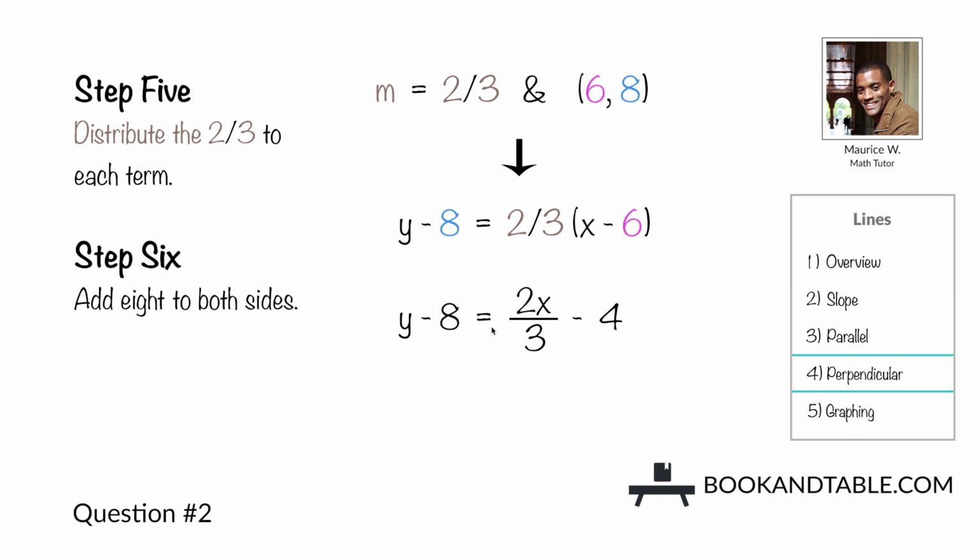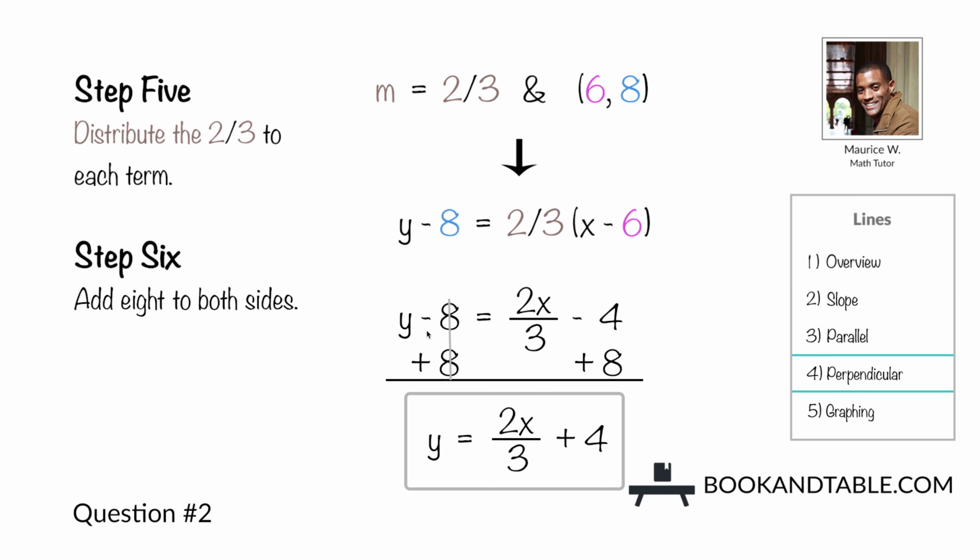And now step 6, add 8 to both sides to get rid of this -8. That gives you -4 plus 8, which is +4. So the line that is perpendicular is y is equal to 2x over 3 plus 4.